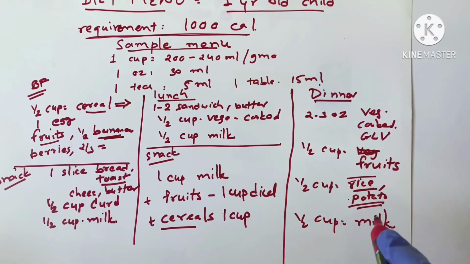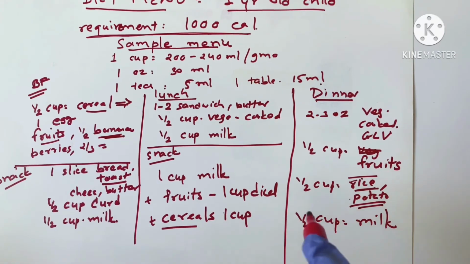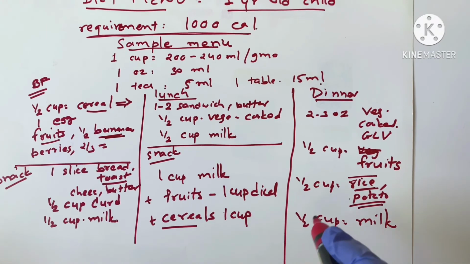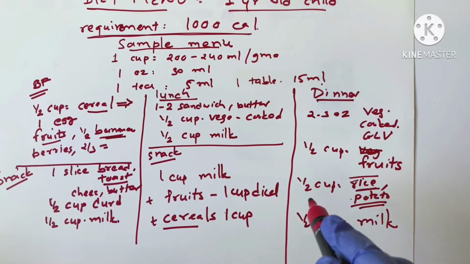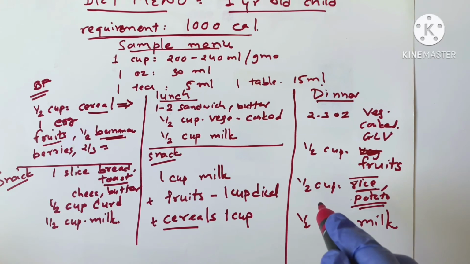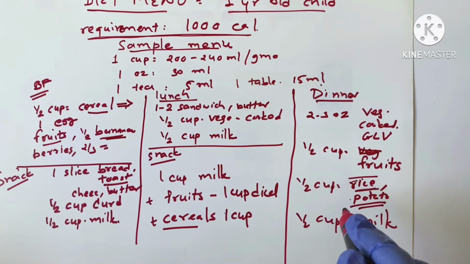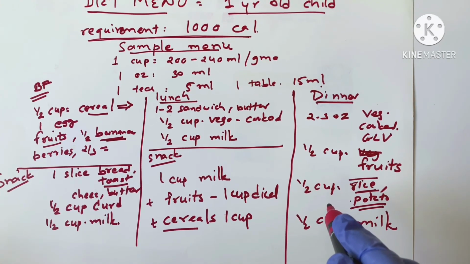You have to again recheck how the baby is growing. If the baby is not growing well, then maybe the amount you have to increase, or maybe some of the food you can make calorie dense by adding some oil in the diet.